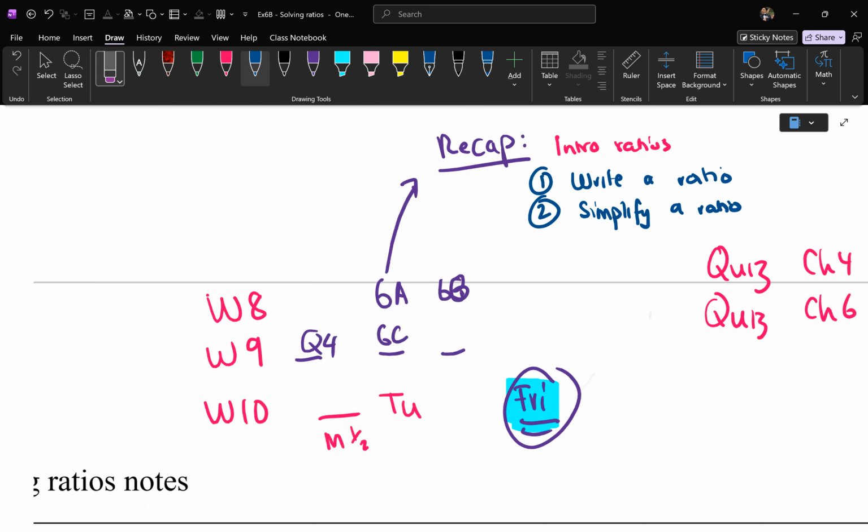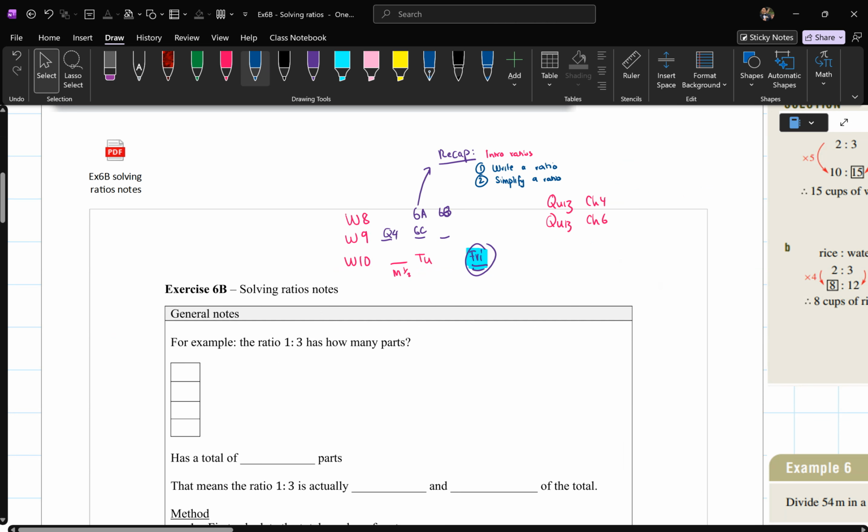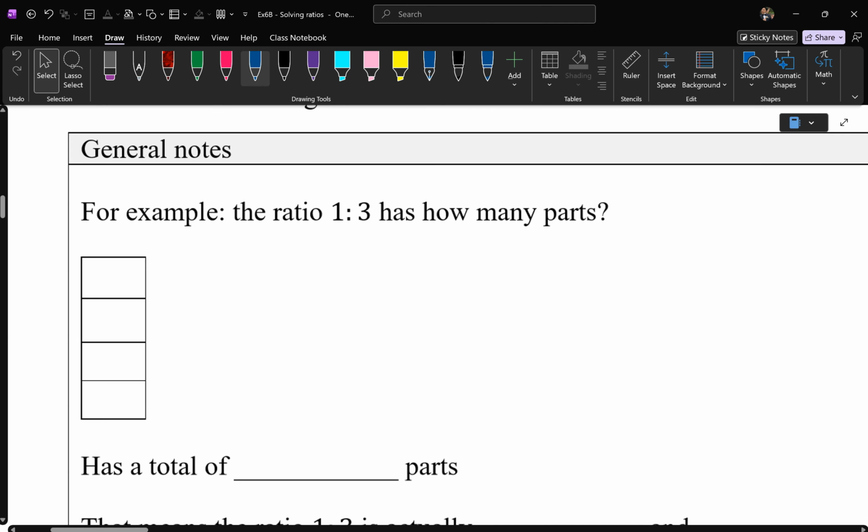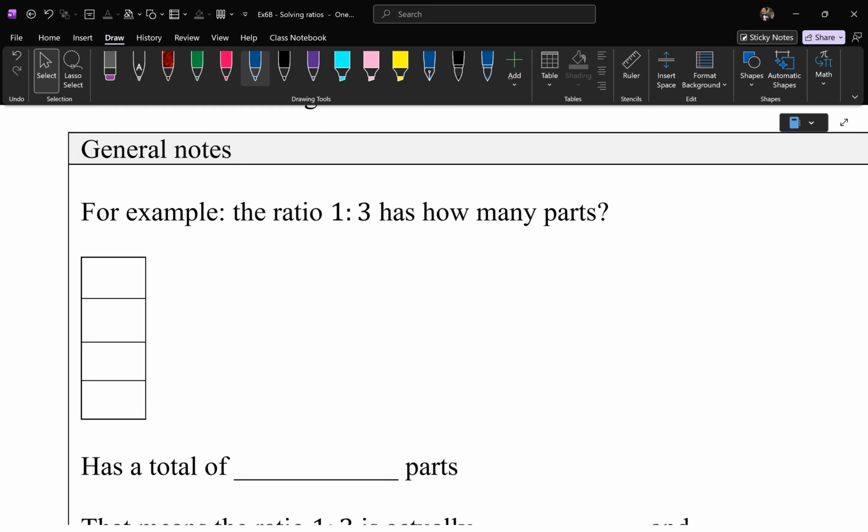So here we go. Let's look at today's lesson. 6B, here we go. Solving ratio problems. Let's have a look here again. So in this example, I've got a block, okay, and that could represent anything. That block could represent lottery money. It could represent the cost to invest into a share. These are the dividends, okay? This could represent the mixture for a cookie recipe.